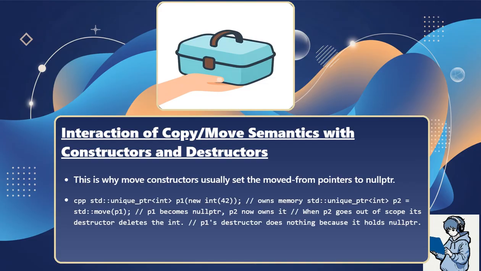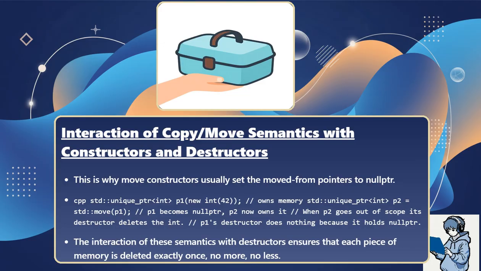unique_ptr<int> p1 constructed with new int(42), which owns memory. unique_ptr<int> p2 is assigned the result of move(p1). p1 becomes nullptr, p2 now owns it. When p2 goes out of scope, its destructor deletes the int. p1's destructor does nothing because it holds a nullptr. The interaction of these semantics with destructors ensures that each piece of memory is deleted exactly once, no more, no less.